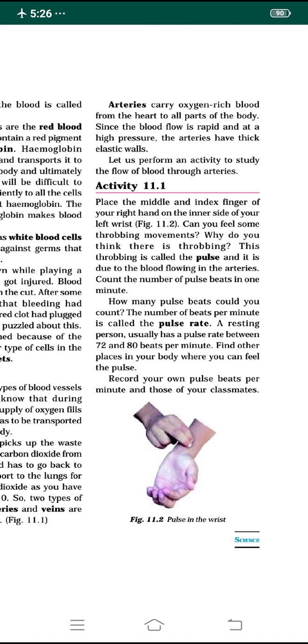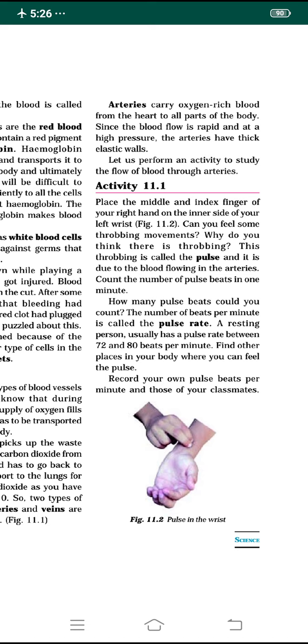The throbbing movement that you feel, which we call a pulse, happens due to the blood flowing through the arteries. You have to count the number of pulse beats in 1 minute. How many times does the pulse beat in a minute? You can try it. The number of beats per minute is called the pulse rate.